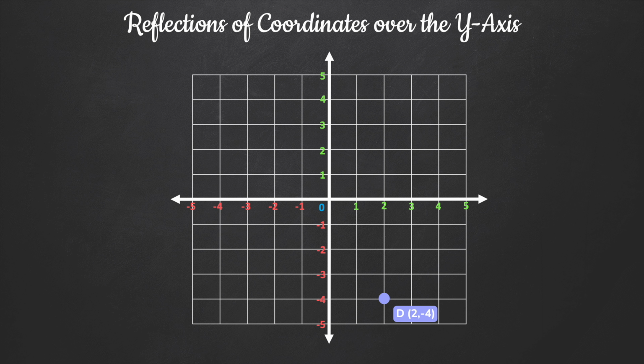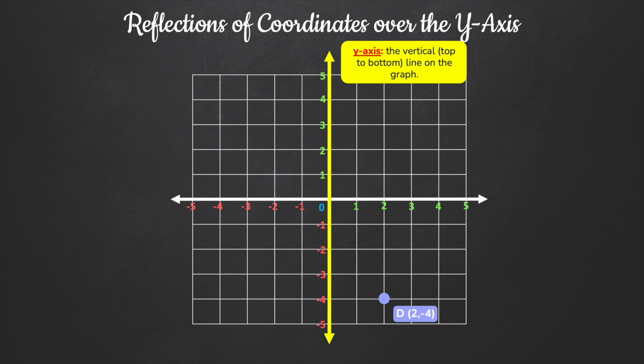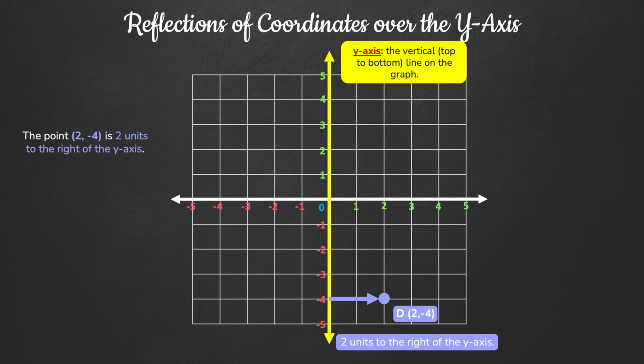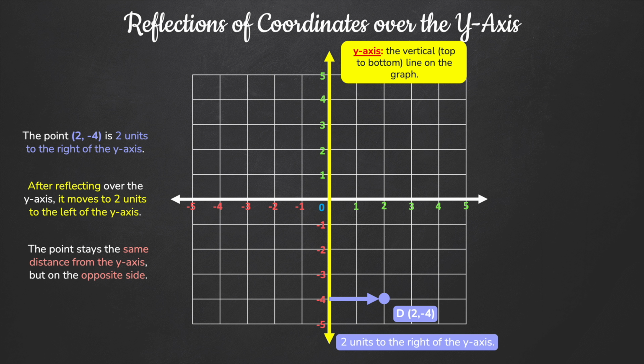Finally, we have point D, which is at 2, -4, and we are reflecting this over the y-axis. D is 2 units to the right of the y-axis. So when we reflect it, we're going to move 2 units to the left of the y-axis. And again, the point stays the same distance from the y-axis, but it's now on the opposite side. So it's 2 units to the left of the y-axis, and we're going to go ahead and plot that point. So D was at 2, -4. And after we reflected it, it became D prime, which is at -2, -4.